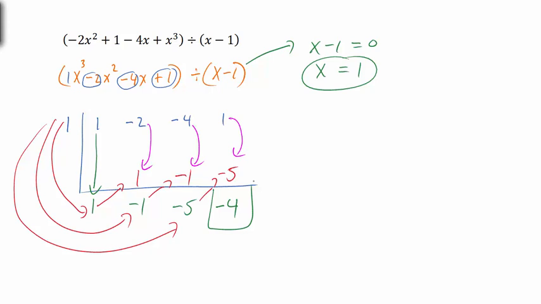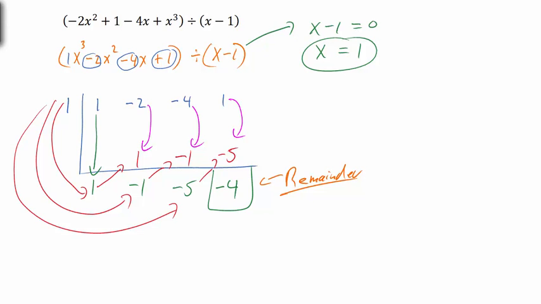Okay, so now what do we have here? We have 1, -1, -5, and the remainder here is the -4. So that tells us we have a remainder, so that means the x minus 1 is not a factor because it did not divide evenly.